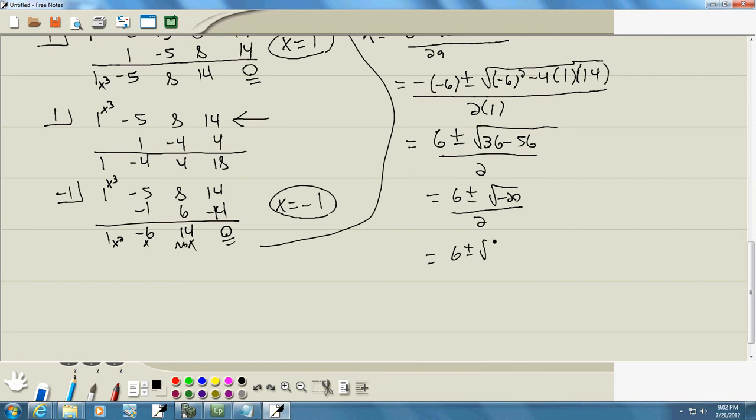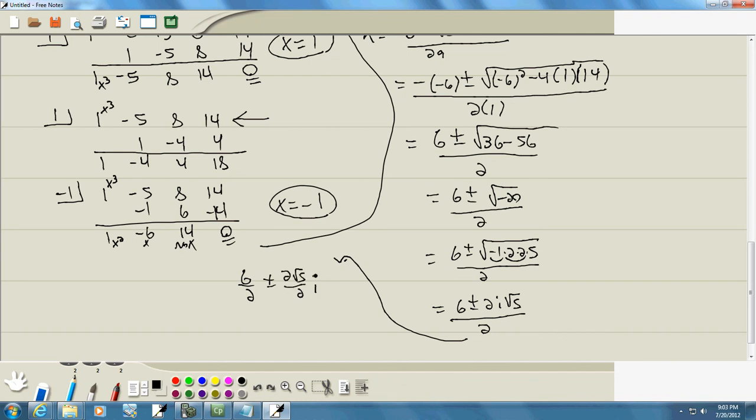And 20 is negative 1 times 2 times 2 times 5. So we've got a pair of 2's that's going to come out as a single 2, and the negative 1 comes out as an i. So we've got 6 plus or minus 2i square root of 5, over 2. And we'll split this up. Real part separate from imaginary. So I'll put 6 over 2 and the 2 square root of 5 over 2 with an i to the side, which gives us 3 plus or minus i square root of 5. And that's our other two answers.